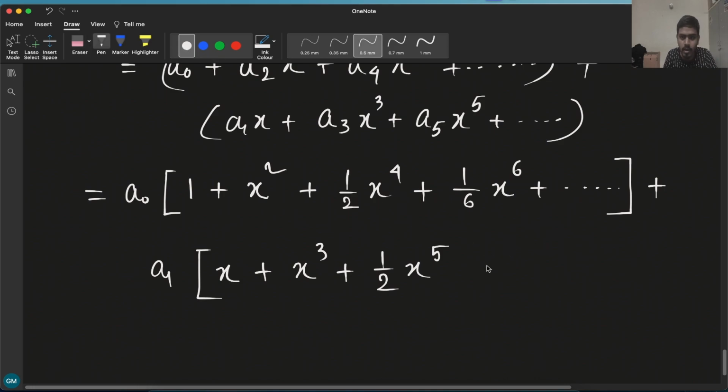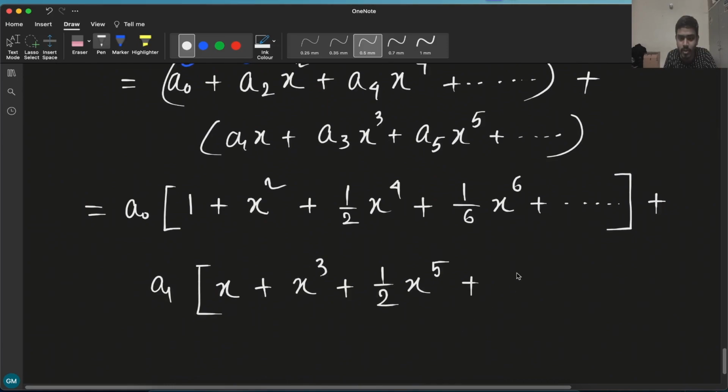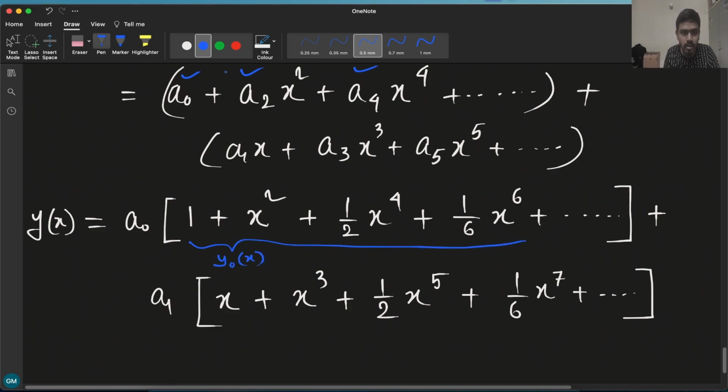right? And the next term is 1 by 6 A1, A7, so that means it will be A7 x to the power 7, and A7 we know that it is 1 by 6 A1, right? So A1 is already outside, so it will be 1 by 6 plus dot dot dot. So this is the general solution for x. So I can write it as one series as y0x and the other one as y1x.